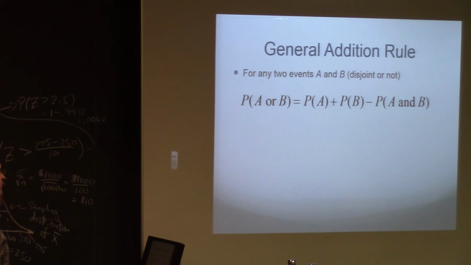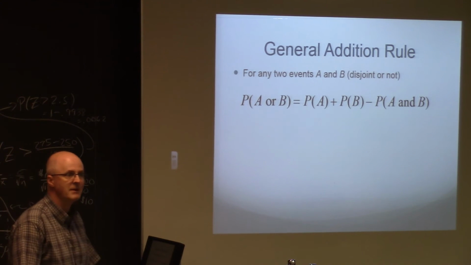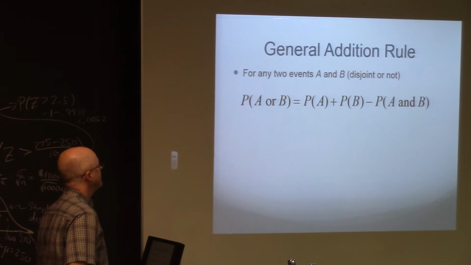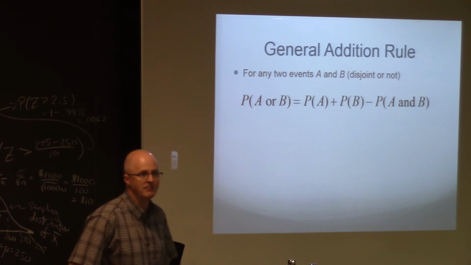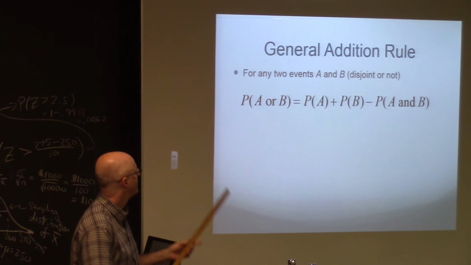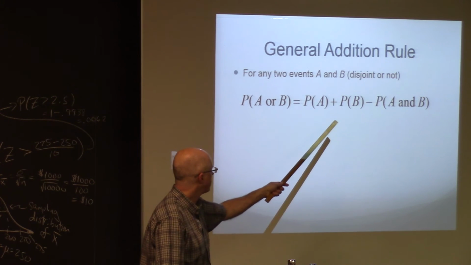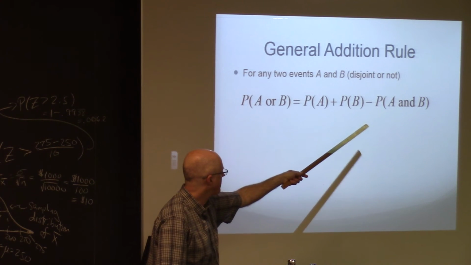It says if you want to find the probability of one or the other thing happening, whether A and B are disjoint or not, add up their individual probabilities and then subtract the probability that they both occur.